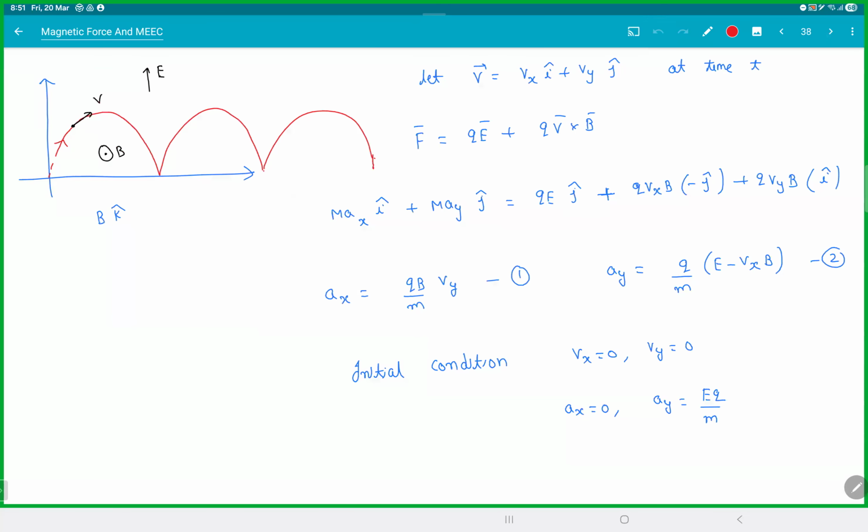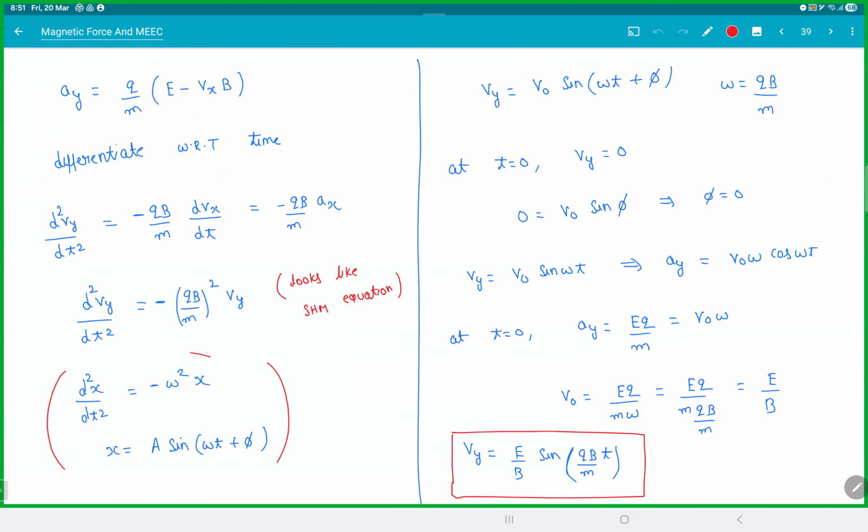We said after some time t, let the velocity be vx i cap, vy j cap. And then we said force. Remember, this is the Lorentz force, qE bar plus qv cross B. Then we found ax separately, ay separately. And these were the initial conditions. Initially, velocity vx was 0, vy was 0, ax was 0, but there is an acceleration initially, Eq by m, because of the electric field. These were the initial conditions, and these are the two equations.